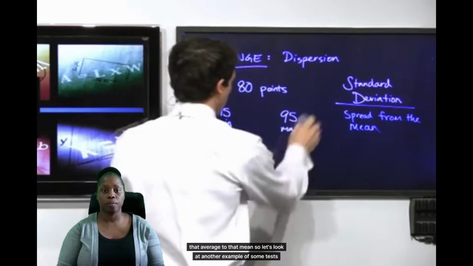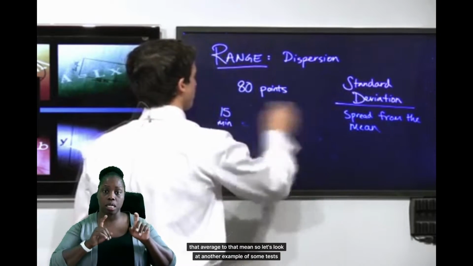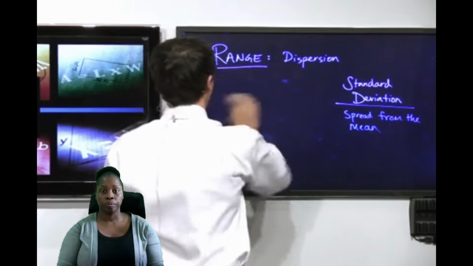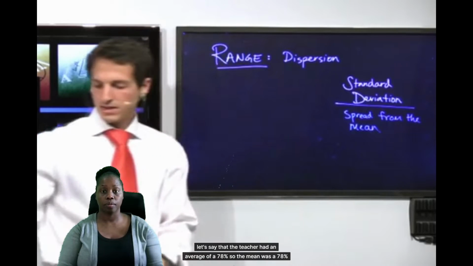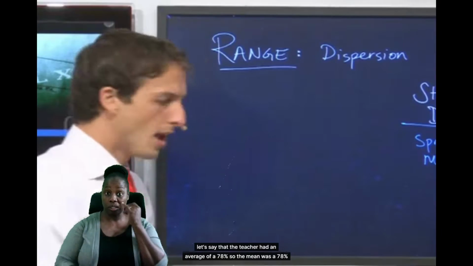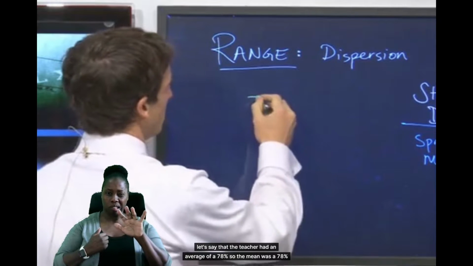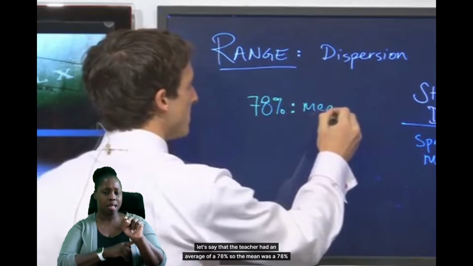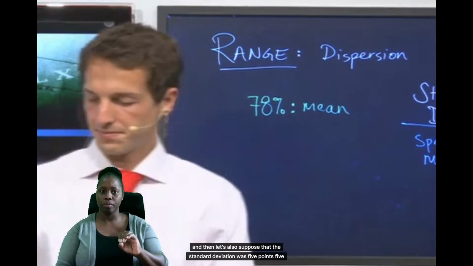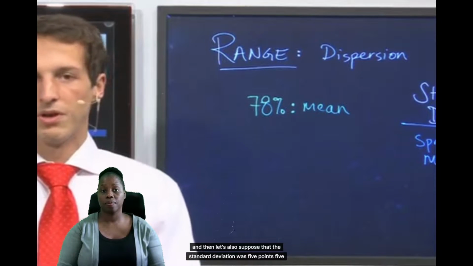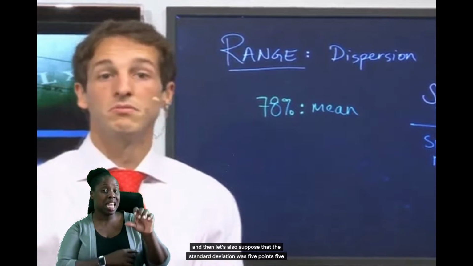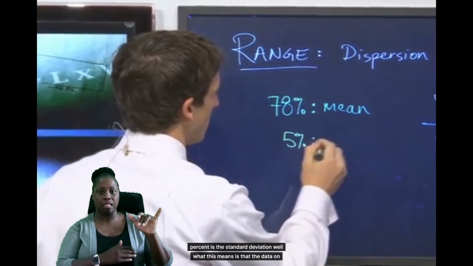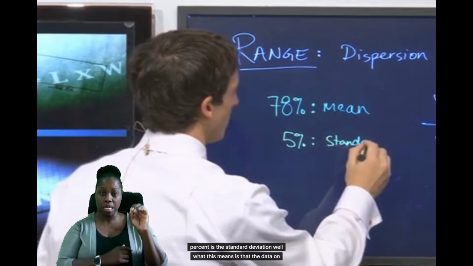So let's look at another example of some tests. Let's say that the teacher had an average of a 78%. So the mean was a 78%. And then let's also suppose that the standard deviation was 5 points. So 5% is the standard deviation.